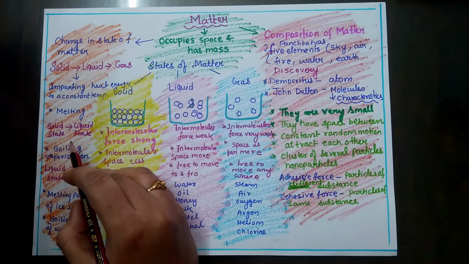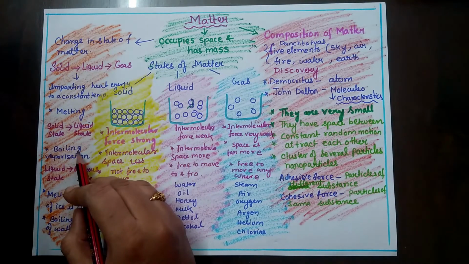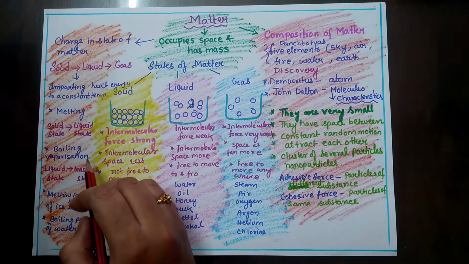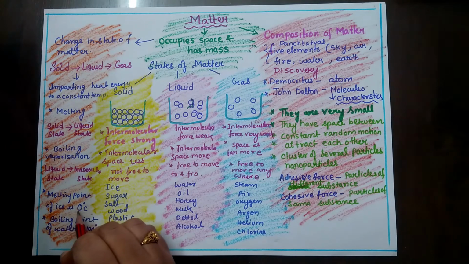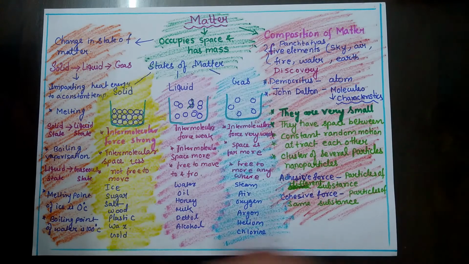Now the second change can be from the liquid to the gas, and this is called boiling or vaporization. The process of changing of a substance from a liquid state to its gaseous state at a particular temperature is called the boiling point. The heat energy absorbed by the substance in the liquid state increases the energy of the molecules, due to which they begin to move randomly. Thus the liquid changes into a gas. The melting point of ice is 0 degrees and the boiling point of water is 100 degrees.